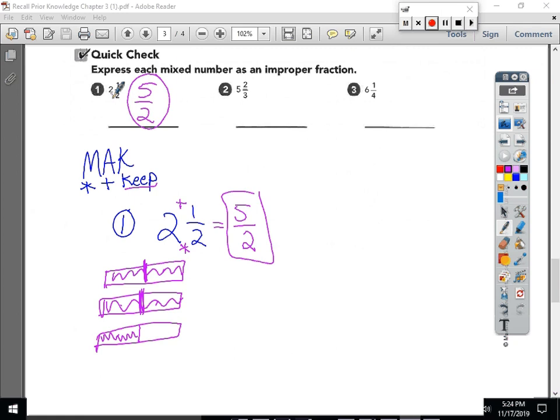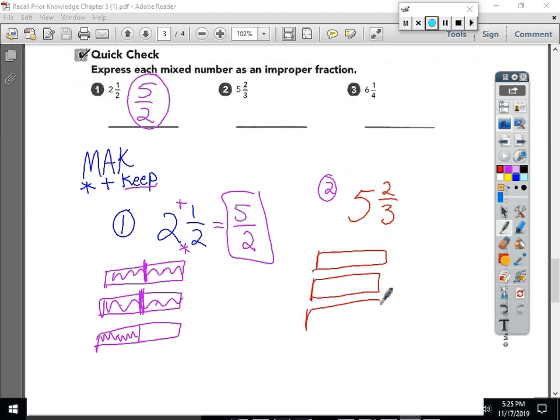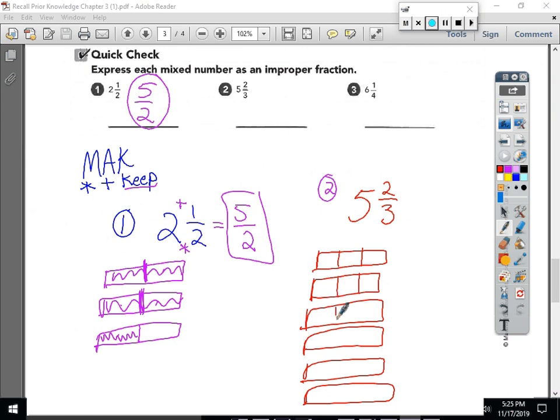Let's try the next one, number 2. Here they give us 5 2/3. We could draw out 5 whole bars. We could run out of room. I'm trying to make them about the same size. And notice the bars are being split into 3 parts each. The thirds comes from the denominator.